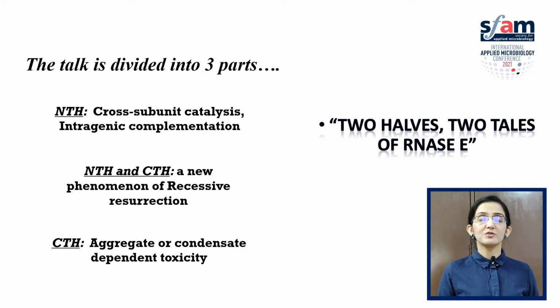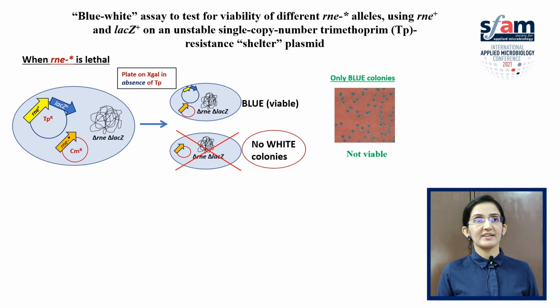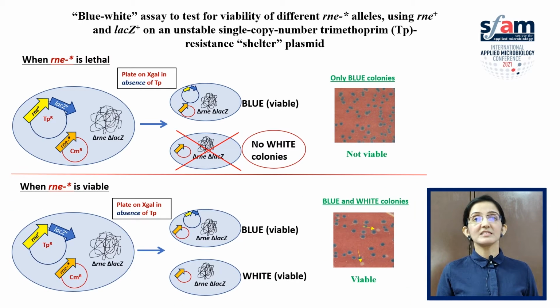One assay that I have used throughout to test for viability is the blue-white assay. The phenotype of viability or lethality of rnz was investigated through an rnz plus lacZ plus unstable single copy shelter plasmid that gives perceptible blue color on X-gal supplemented plates to the colonies that are chromosomally delta lac. So when the rnz allele is lethal, then even without the selection marker, only blue colonies will be observed on the plates, as cells that have lost the shelter plasmid can't grow. Whereas when the rnz allele is viable, then the plasmid-free cells are also observed as white colonies on the plates.